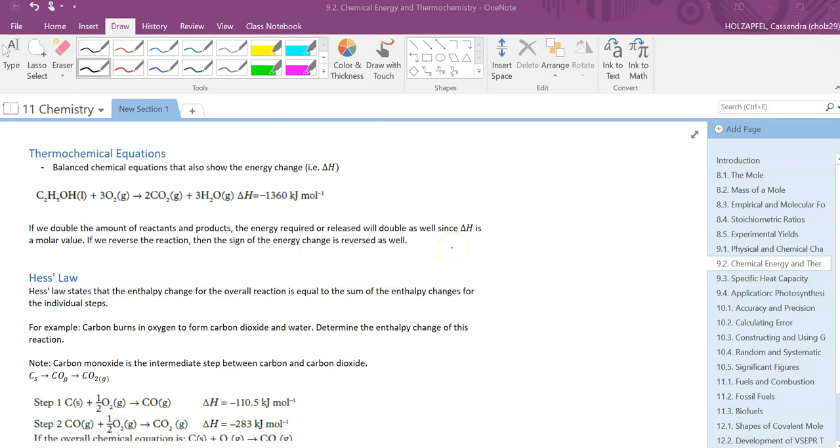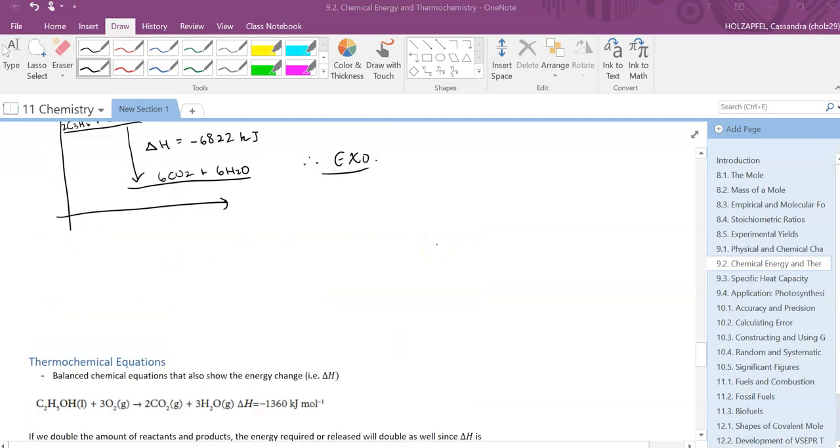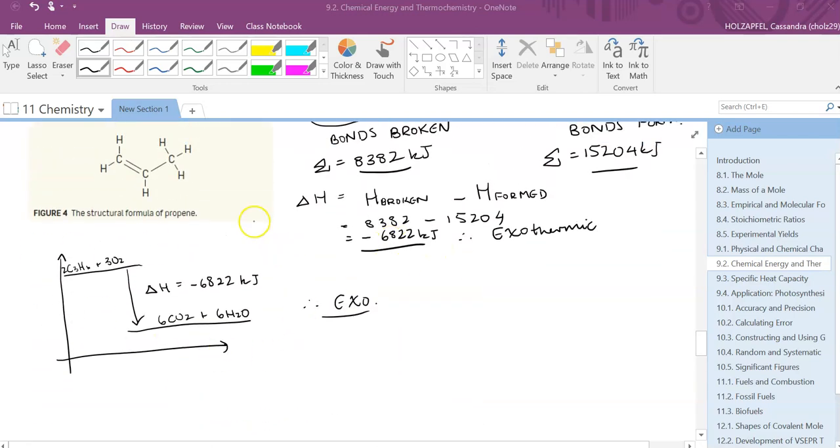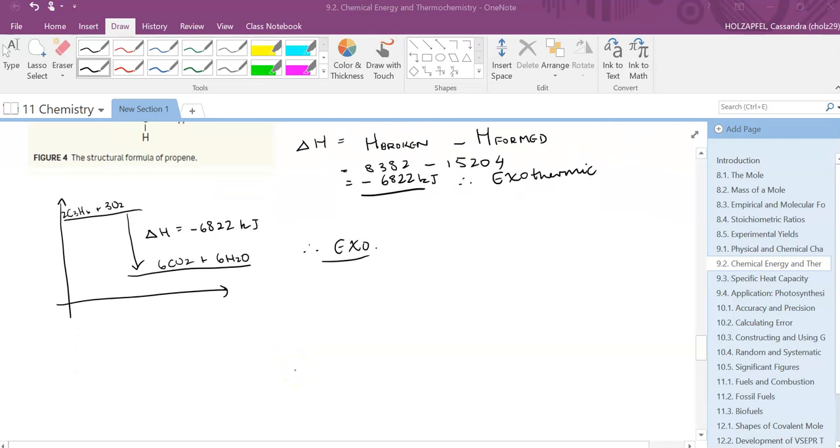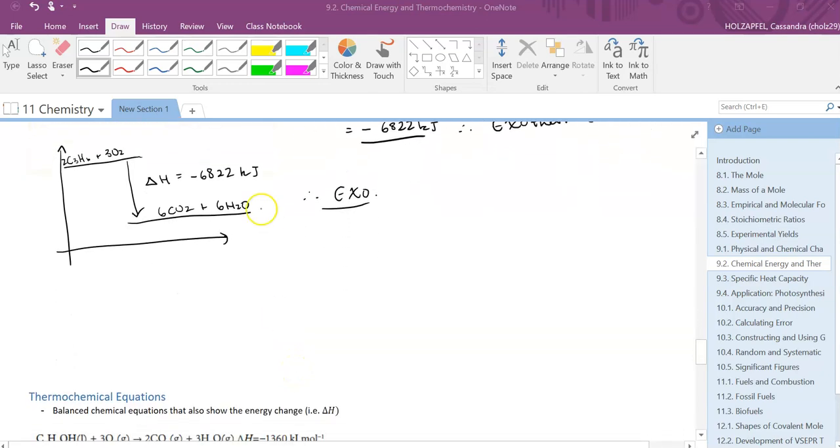Okay, so this is just jumping off from our last video on endothermic and exothermic reactions. A thermochemical equation is just a balanced chemical equation that's showing the energy change. Now we've just done an example of a reaction, so I'm just going to quickly scroll up to show you what that reaction was. So this was our particular reaction here. We burned propene in the presence of oxygen to form carbon dioxide and water. When we did that, we had an energy release of negative 6,822 kilojoules.